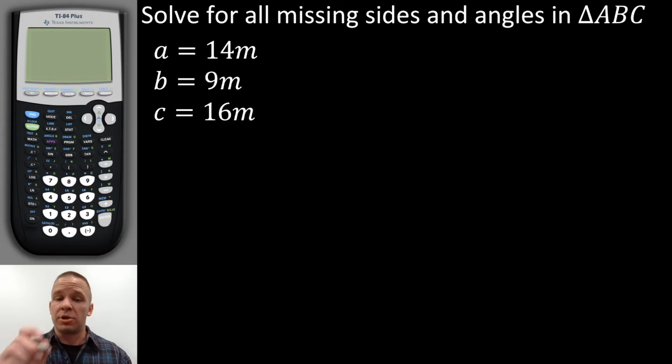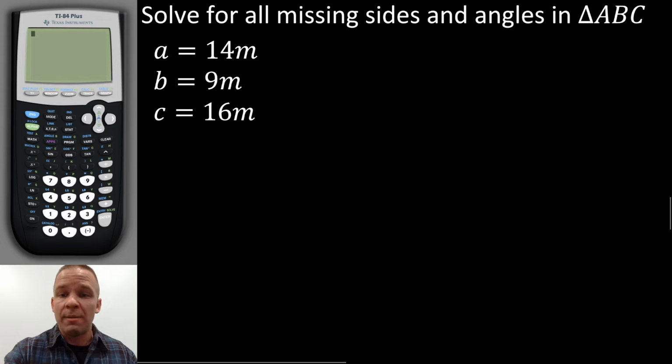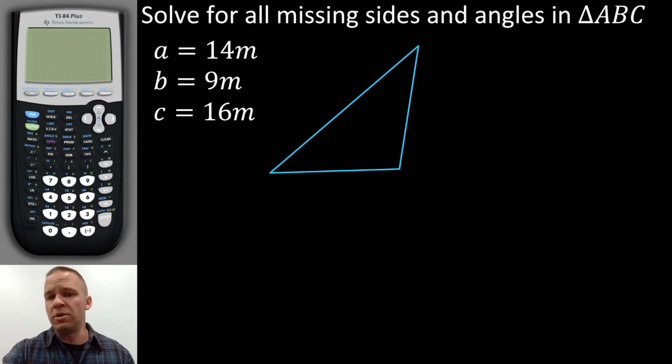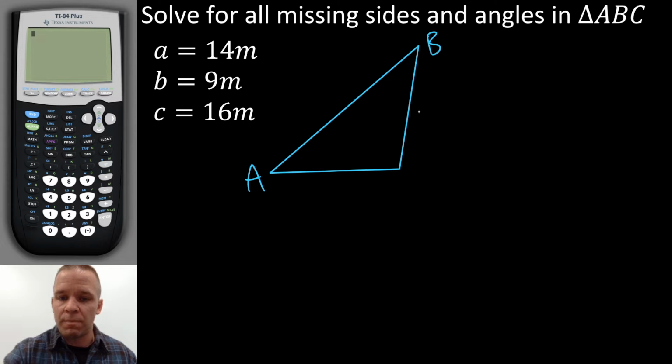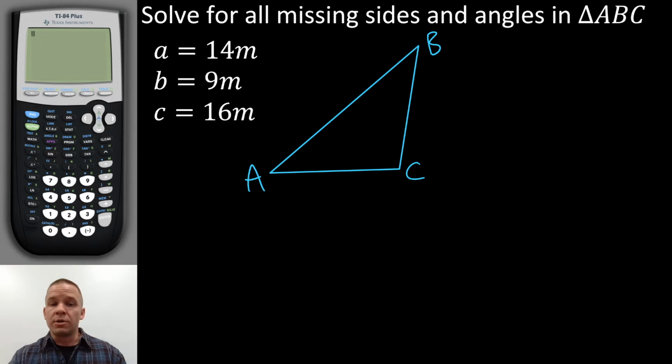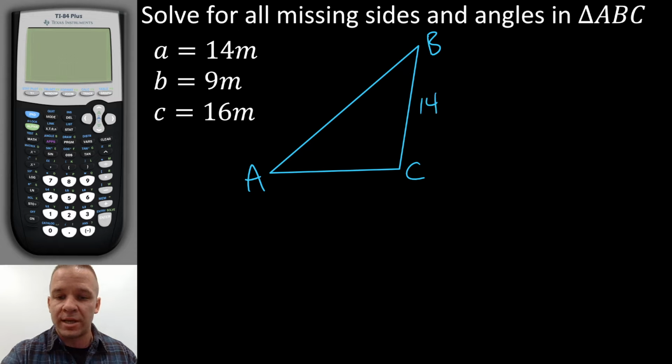First thing I'm going to do is draw a triangle. So let's do that. I'm going to do my best to draw the most perfect of all triangles. Oh, that's beautiful. So we've got, let's say this is A. We'll go with this being B and this guy being C. So across from A is my 14-meter side. That's my a side. Across from B is going to be my 9-meter side. And then across from C will be my 16-meter side.